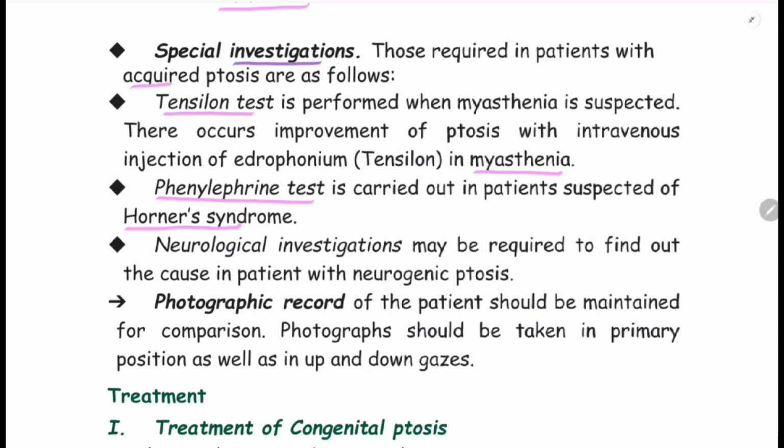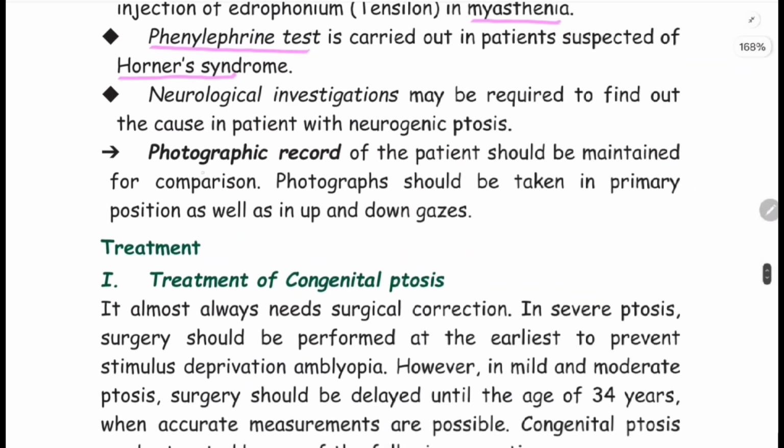Horner syndrome we have discussed in a separate video. If you want, you can watch it. Then neurological investigation may be required to find out the cause in patients with neurogenic ptosis. Then a photographic record of the patient should be maintained for comparison. Photographs should be taken in primary position as well as in up and downward gaze.